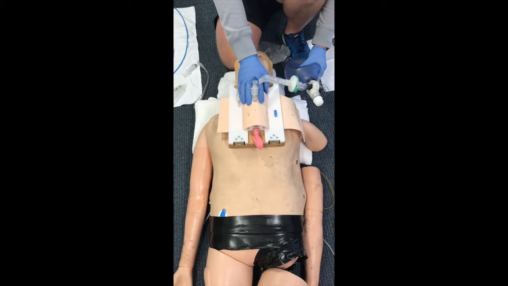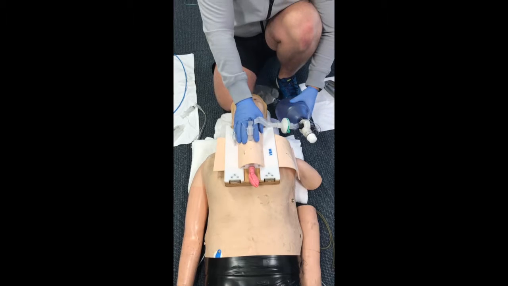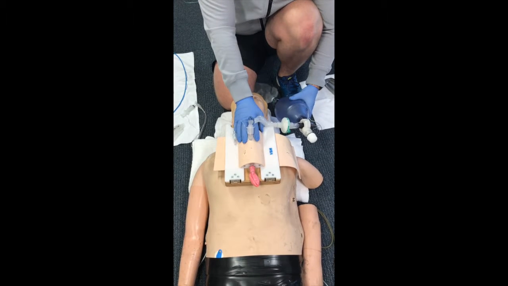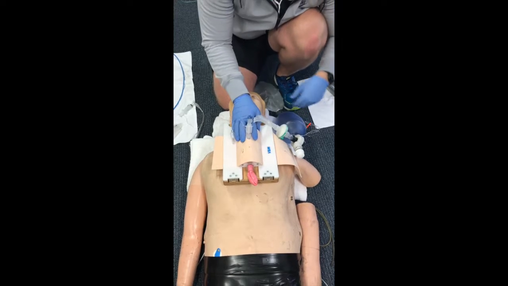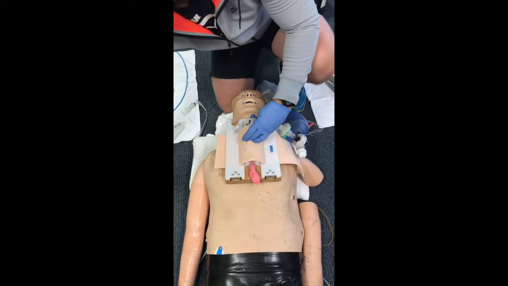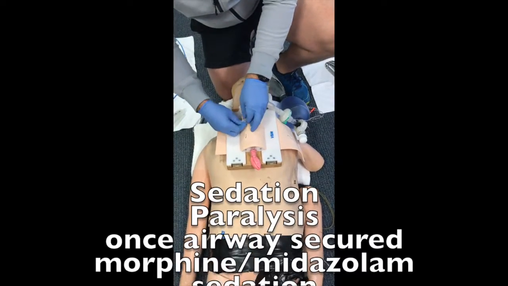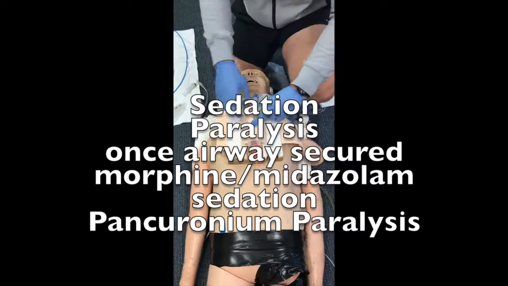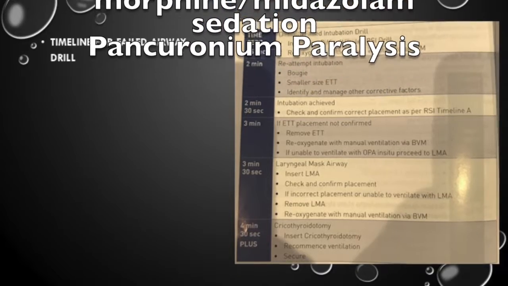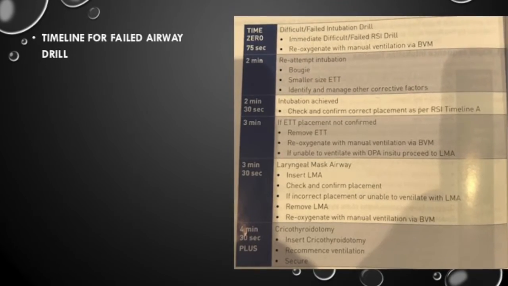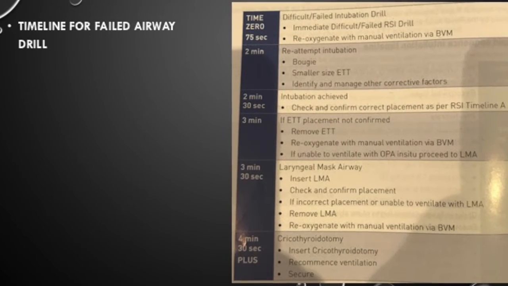Once my BVM is attached, I want to be ventilating at 6 to 7 mils per kilo and approximately 12 breaths per minute depending on the patient's condition and clinical presentation. From here, I'll grab and secure the QuickTrak to the patient's neck with the cloth. Here is a rundown of the failed intubation drill and how long each procedure should take and how much time should be spent on each procedure.